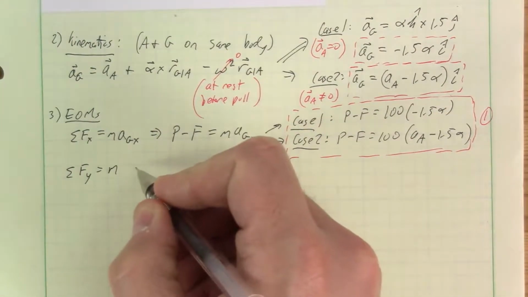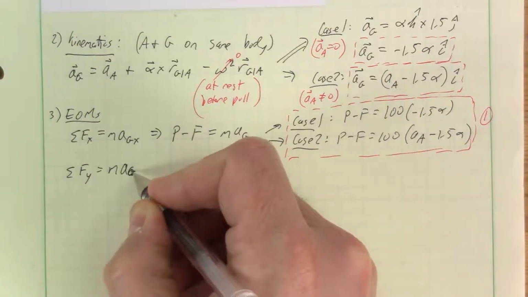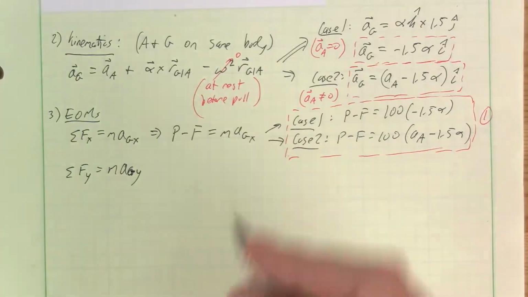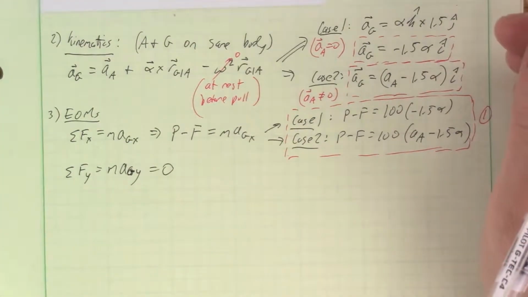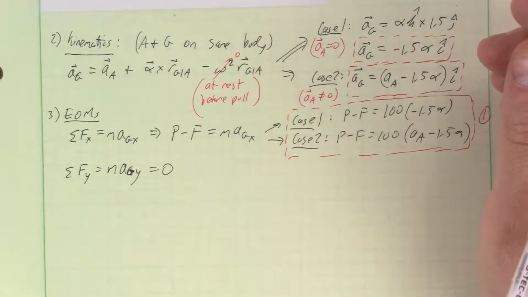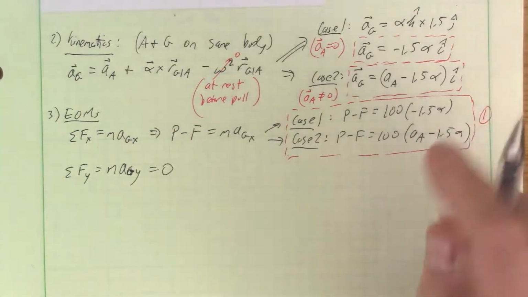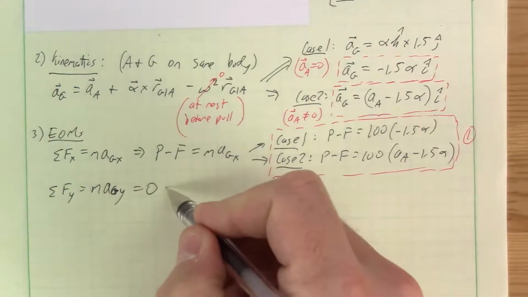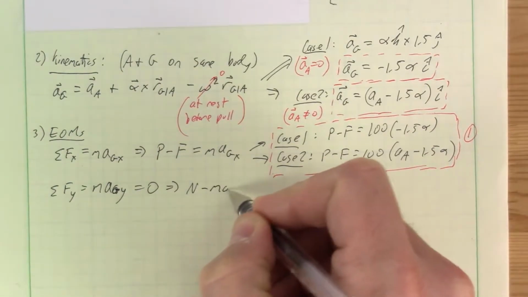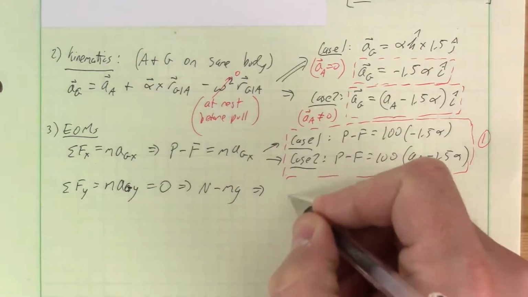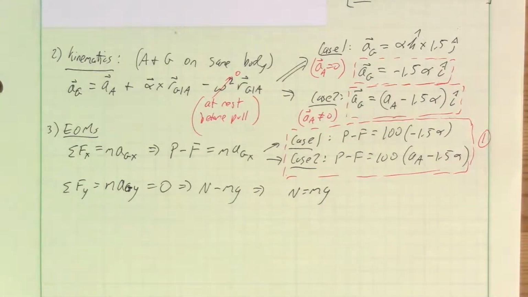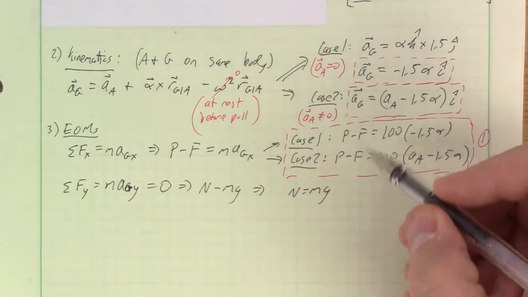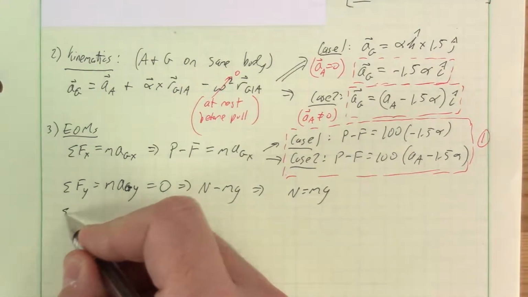Sum of forces in the y direction is mass times the acceleration of G, our center of mass, in the y direction. And this equals 0, just from observation. There's no acceleration in the j hat component here. So our normal force must balance our weight force, as those are the only two forces in the vertical direction. So normal equals mg. We'll be using that for the friction force here. But first let's get that third equation of motion in here.